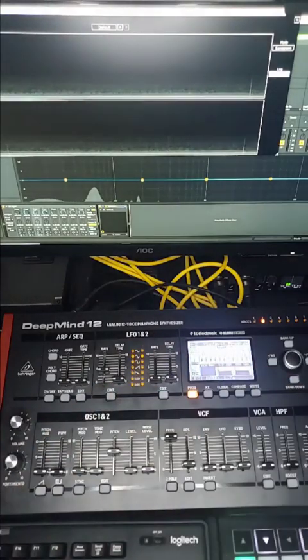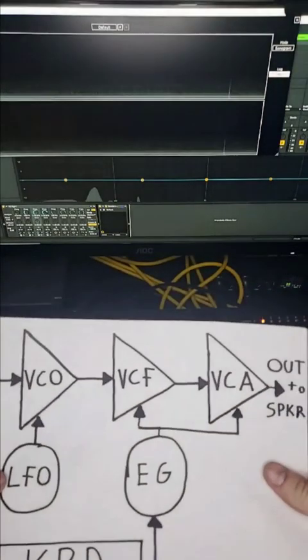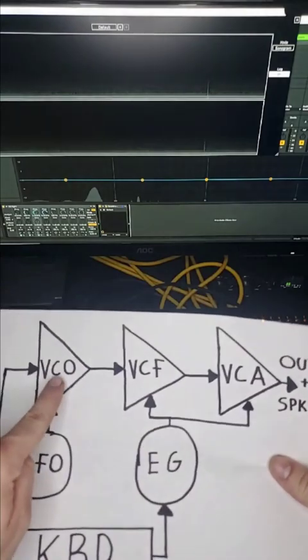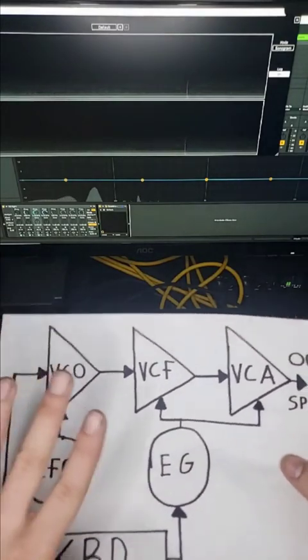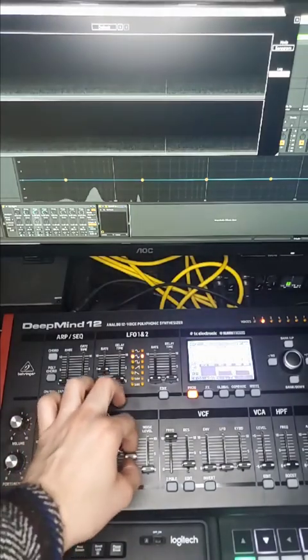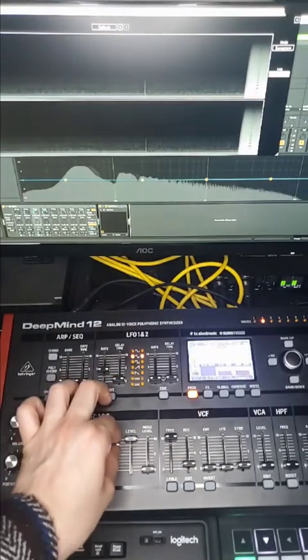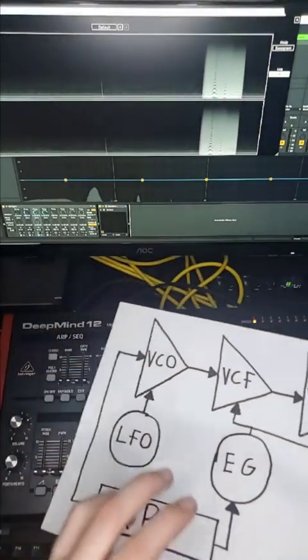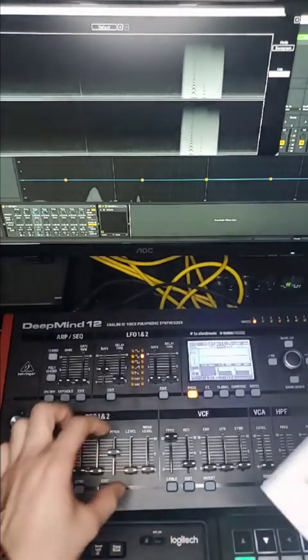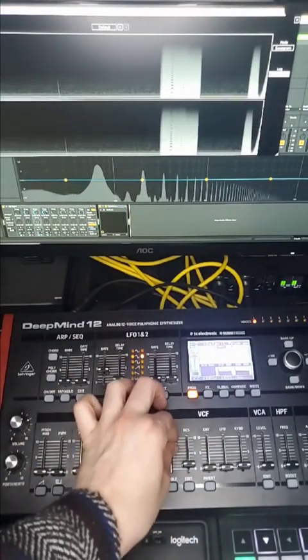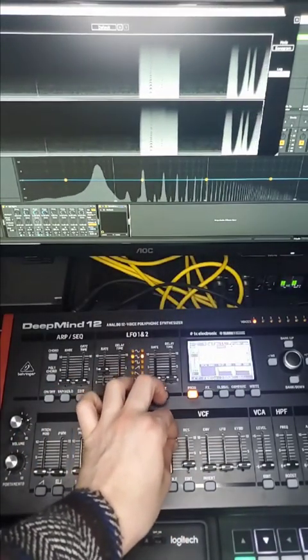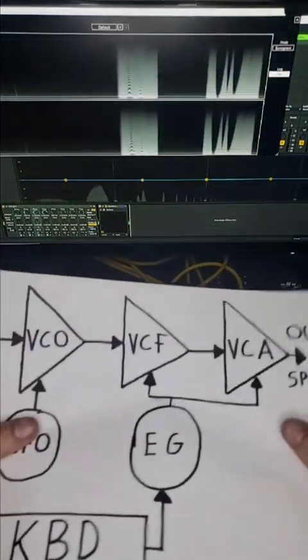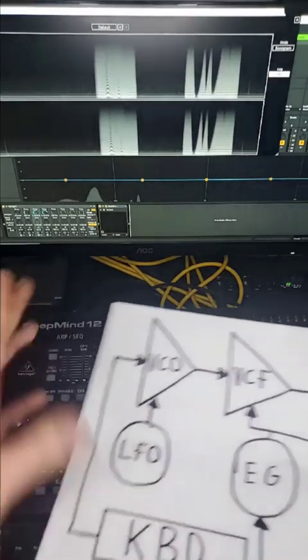Hi there! So far in our synth building blocks series, we've talked about the oscillator, which produces our raw audio waveforms that we can control the pitch of. Then the filter, which carves away the harmonics and controls the tone. And then the VCA, which gives us control over volume.